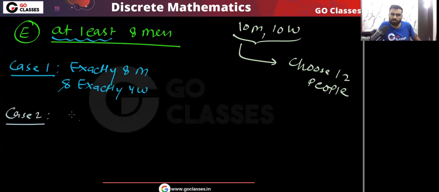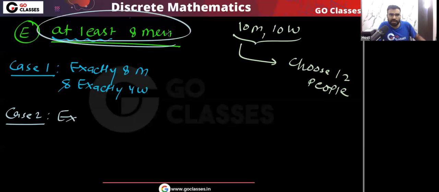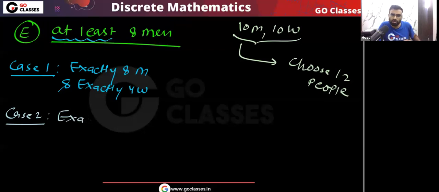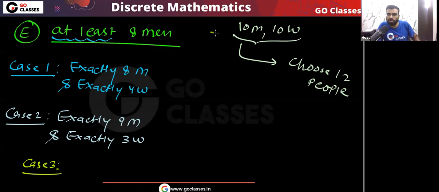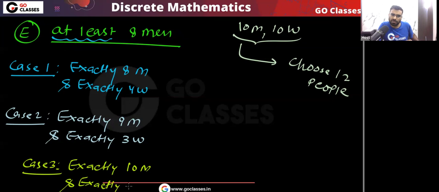What is case number 2? You want at least 8 men, so you can have 9 men. So you have exactly 9 men. And how many women? Exactly 3 women. Correct. And what is the last case that is possible? Because we have a total of only 10 men, the last case, we want at least 8 men, so we can have all the 10 men. So you have exactly 10 men and exactly 2 women. Okay, these are the cases that will be there.